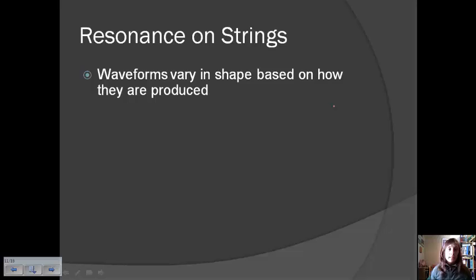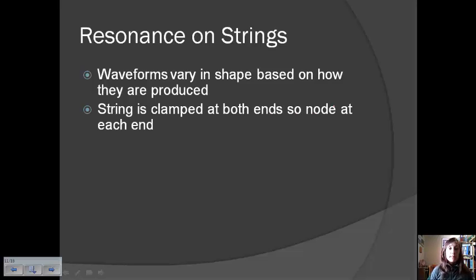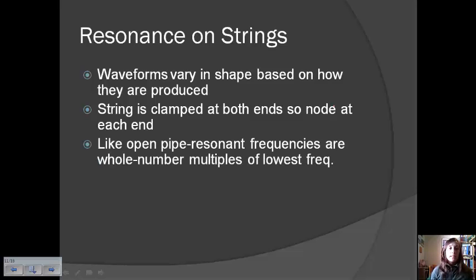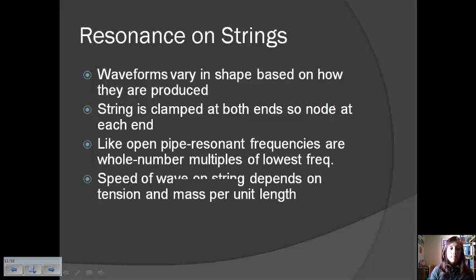Now let's talk about strings. So waveforms can vary in shape based on how they are produced, whether it's with a reed or a tuning fork or a string. So a string is clamped at both ends, so there's a node at each end. And this is kind of like an open pipe. The resonance frequencies are whole number multiples of the lowest frequency.